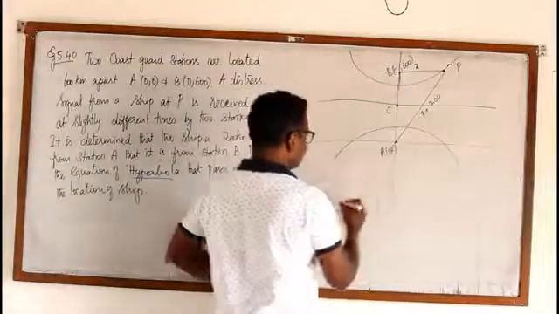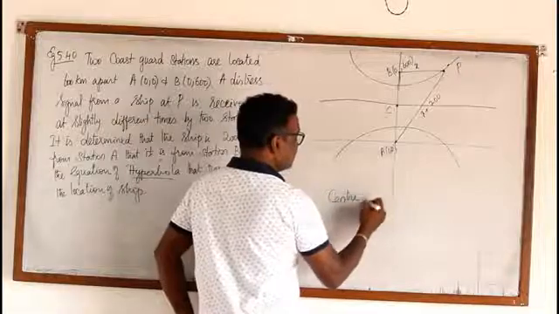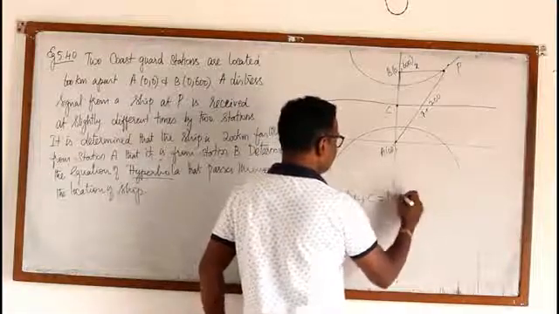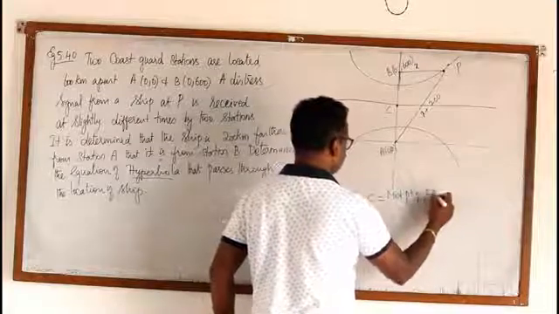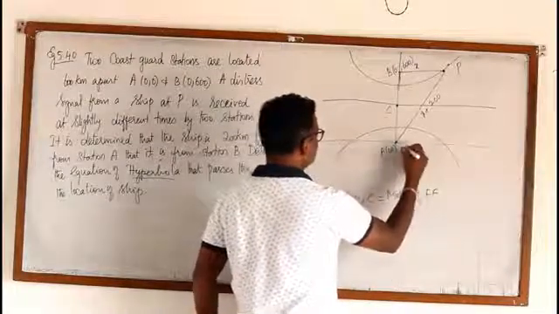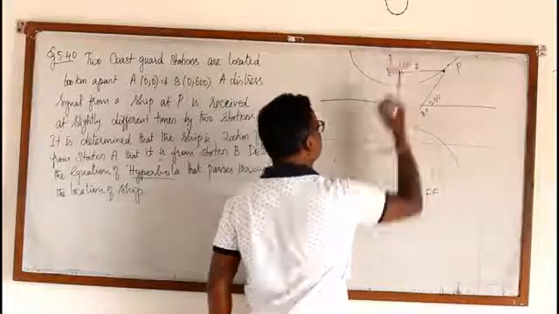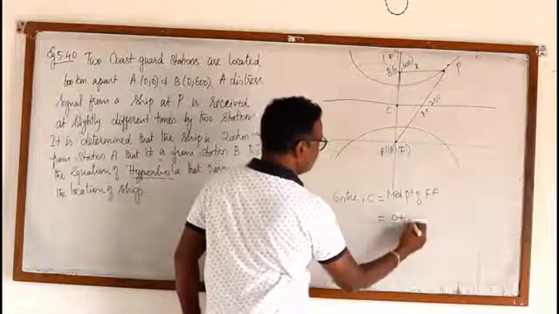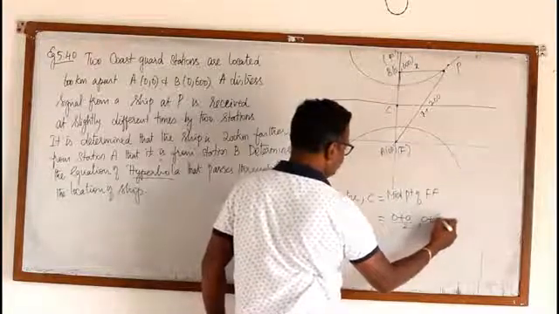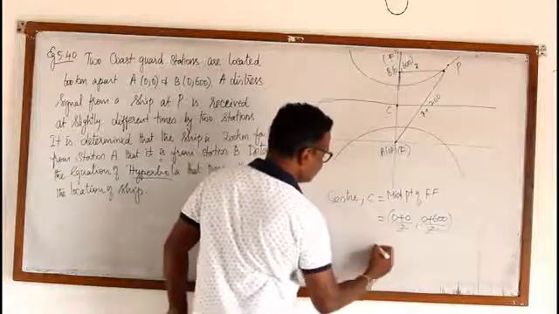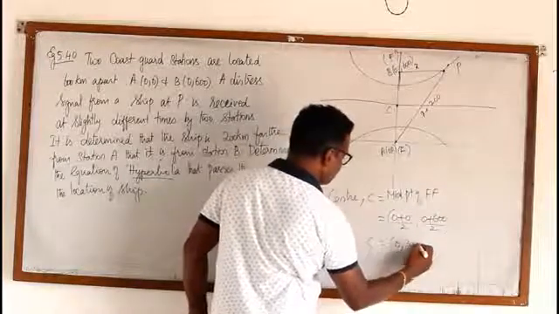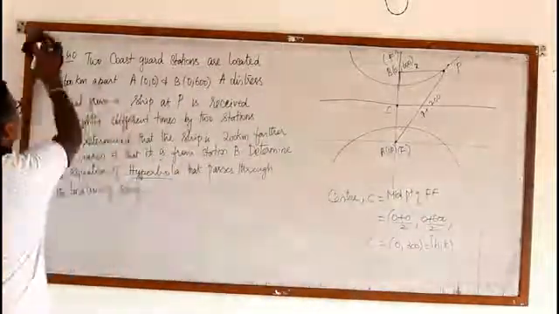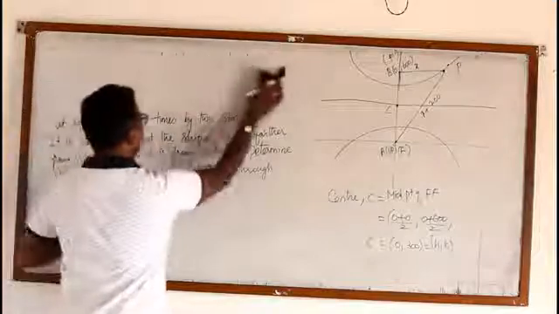First we shall find the center. Center C equals the midpoint of F and F dash. I told you these two are foci. So this is (0 plus 0) by 2, (0 plus 600) by 2. So the center is (0, 300). This is our (h, k). So we are clear with the question.